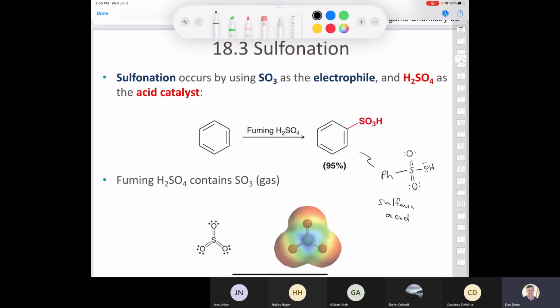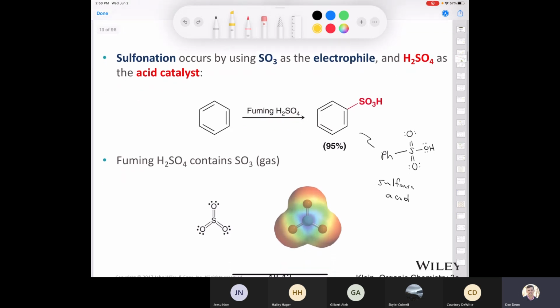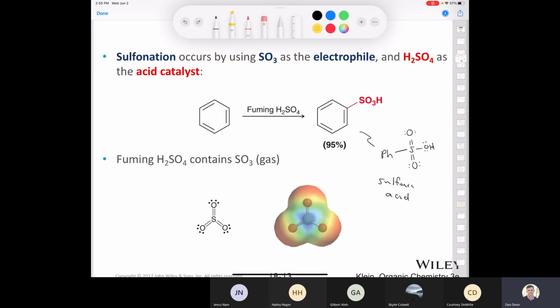Now, how would you install this sulfonic acid? You use something really funky that almost sounds like something you'd use at Halloween. It's called fuming sulfuric acid. You're like, well, I've definitely heard of sulfuric acid. Probably a lot of you have used sulfuric acid in the lab. Well, now it's fuming. And what is fuming sulfuric acid? It's actually a mixture. I've only used fuming sulfuric acid a few times in my life, but what they do is mix sulfur trioxide with sulfuric acid.